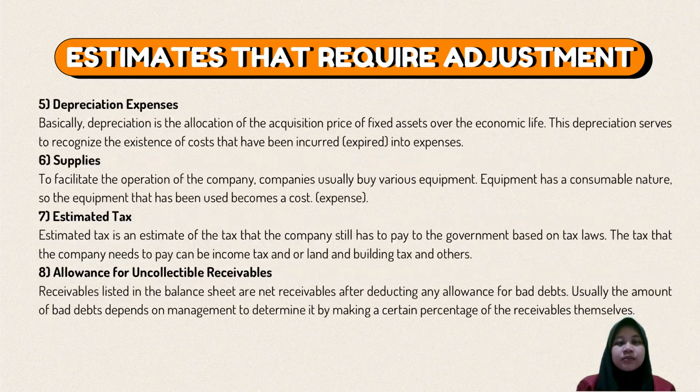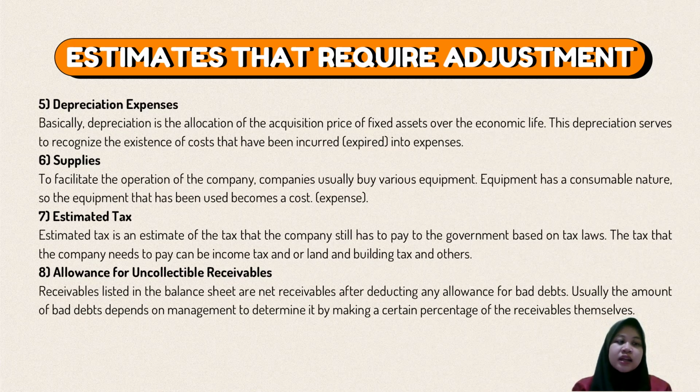Okay, next. Number five, depreciation expense. Basically, depreciation is the allocation of the acquisition price of a fixed asset over its economic life. This depreciation refers to recognizing the existence of costs that have been incurred or expired into expense. Number six, supplies. To facilitate the operation of the company, companies usually buy various equipment. Equipment has a consumable nature, so that equipment that has been used becomes a cost expense.